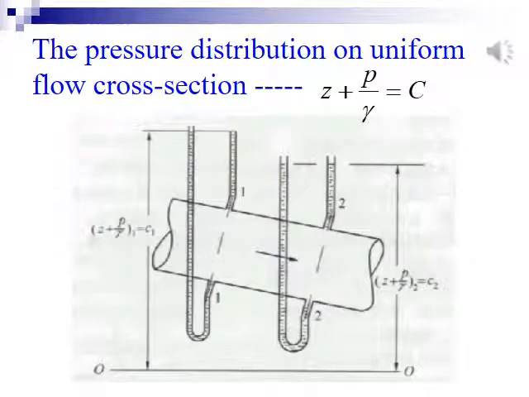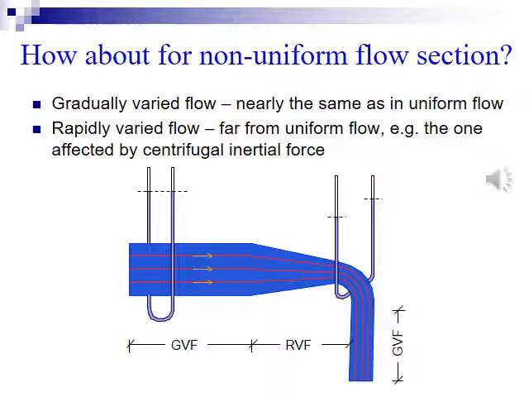We can observe the phenomenon in an experiment, as shown in the picture. When pressure tubes are connected to different points on the same uniform flow cross-section, they have equal head level, or piezometric heads. Well, how about non-uniform flow section? The picture gives the answer. GVF cross-section is similar to uniform flow section, but RVF isn't.